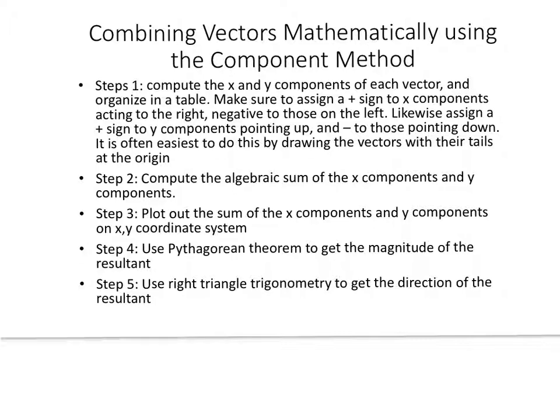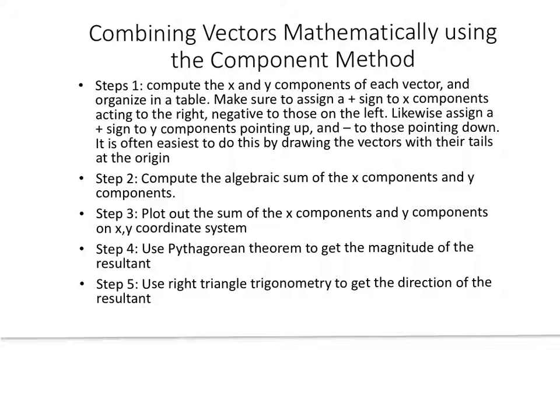One very important thing that I'll stress in the subsequent slides is that if an x component is acting to the right, it's got to be positive, and if it goes to the left, it's got to be negative. Likewise for the y-axis, if a y component is pointing upward, it's positive, and negative if it's downward. As you'll see in the next example, probably the easiest way to do this is by drawing the vectors with their tails at the origin.